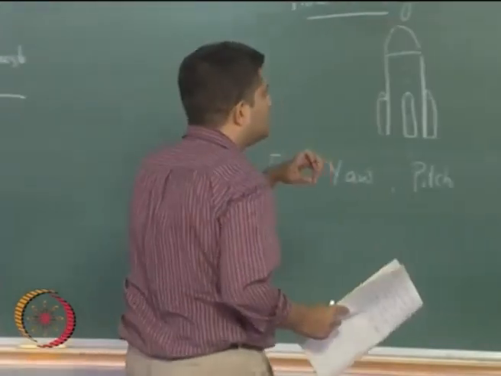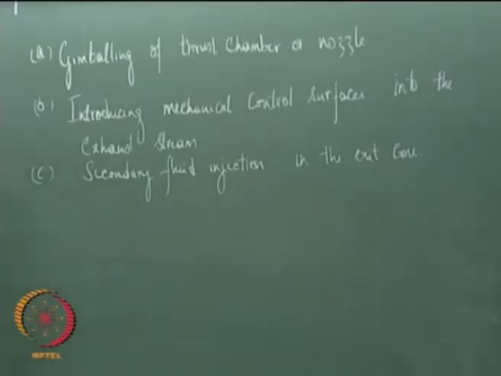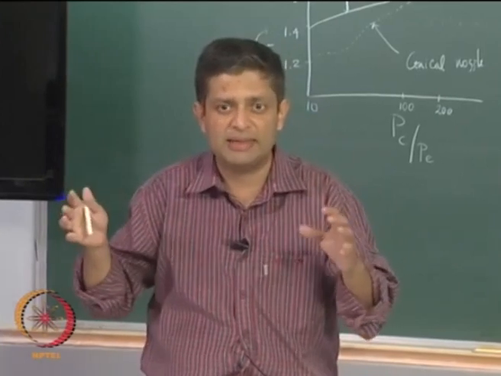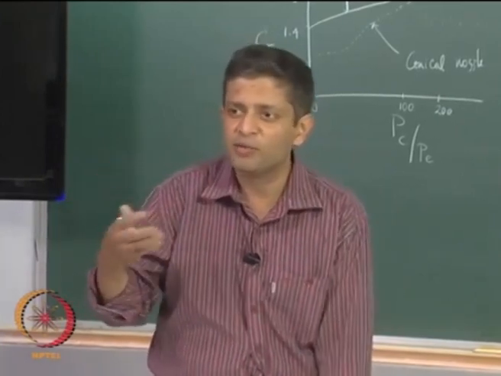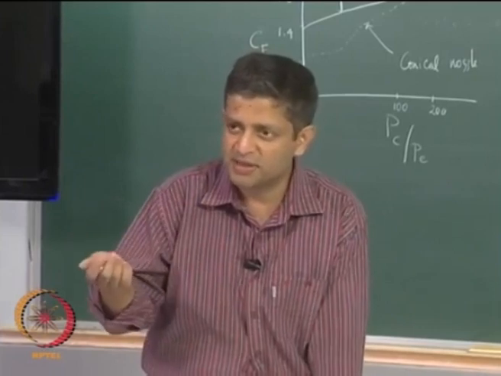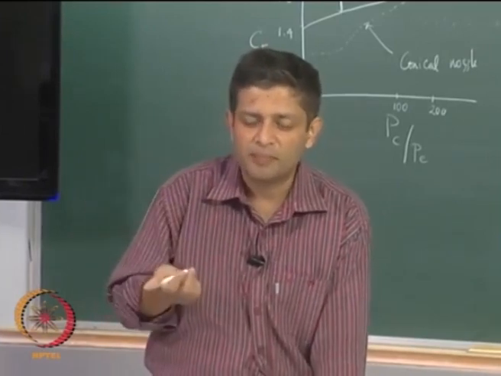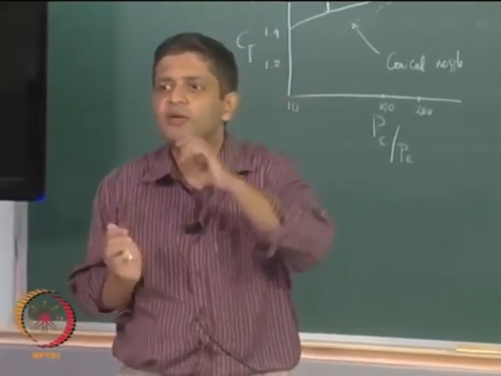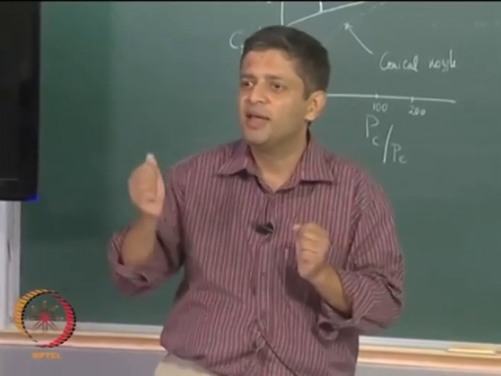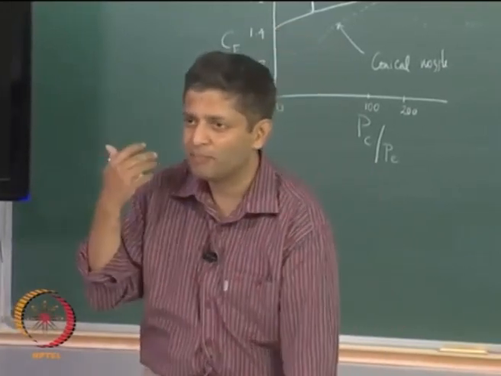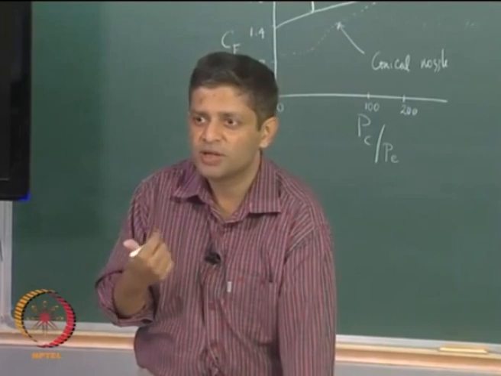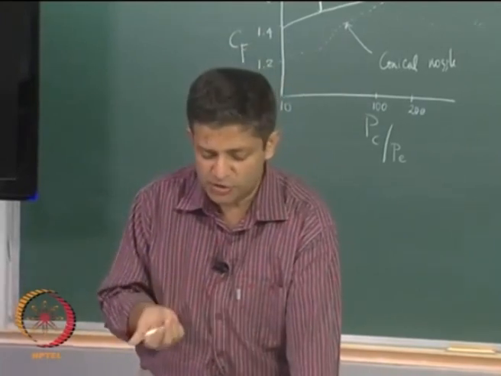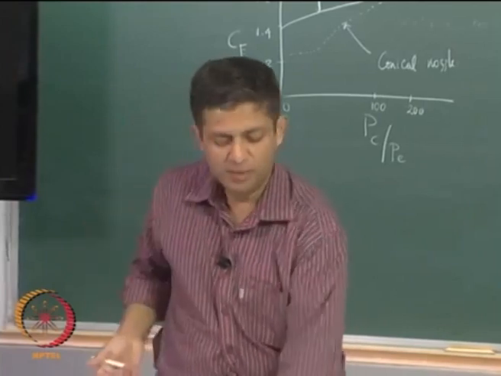Now firstly, gimballing the thrust chamber or the nozzle. If you look at liquid engines, typically the propellants are not stored in the engine or in the chamber where it produces thrust, that is where the fuel and oxidizer mix and burn. So it is stored in a separate chamber, so the engine itself will be very small. So you can look at moving the engine in two different planes to get the control force that you require, okay. That is possible in a liquid engine.